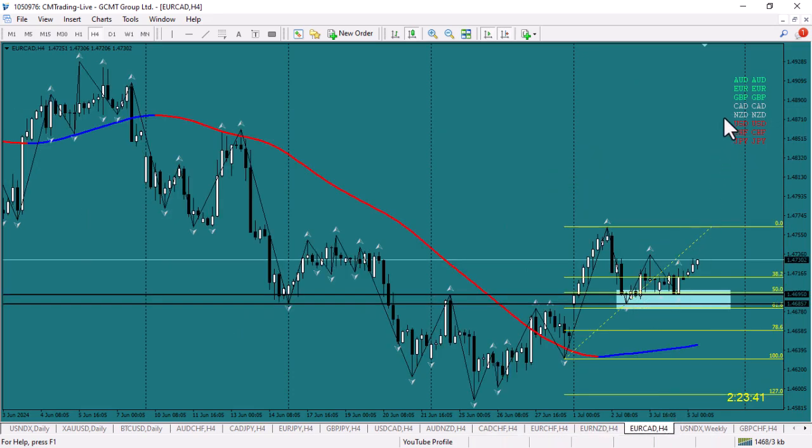Euro CAD, Euro green zone, CAD neutral, not after that, after the Euro long, but not at these levels. You can trade the triangle here also. So let me mark the triangle.